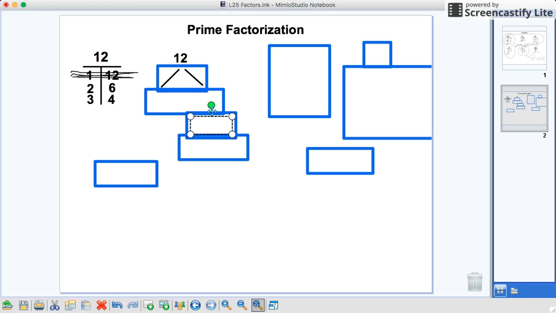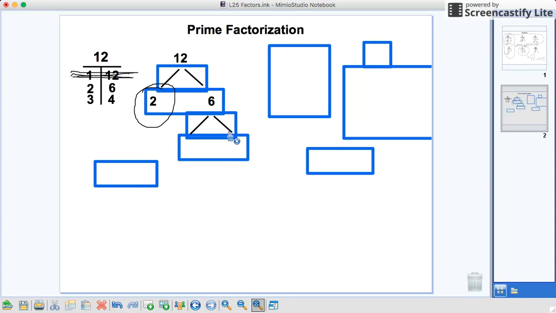And then I'm going to write my 2 and my 6 at the end of my factor tree. Well, I know that 2 is a prime number, so I can stop there. But 6 is not. So I need to keep going. And I make another branch.